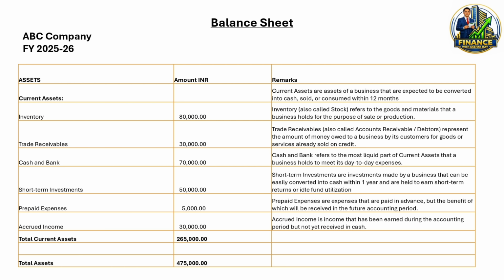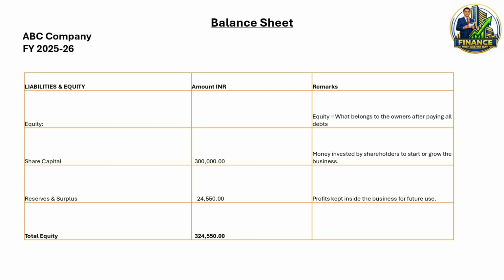Now let us understand the other side of the balance sheet, liability and equity. Equity. Equity means the owner's share in the business after paying all liabilities. Example, share capital. Money invested by shareholders in the company. Reserve and surplus. Profit retained in the business for future growth.